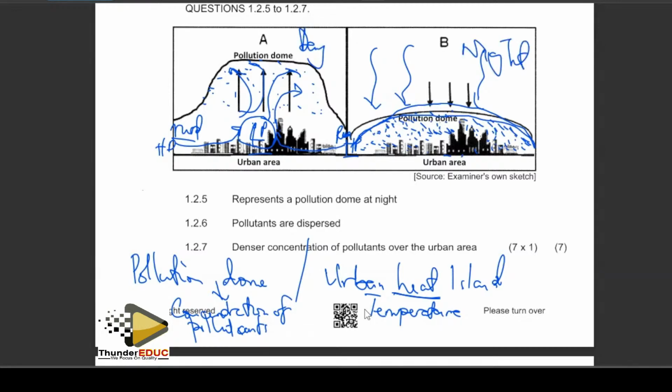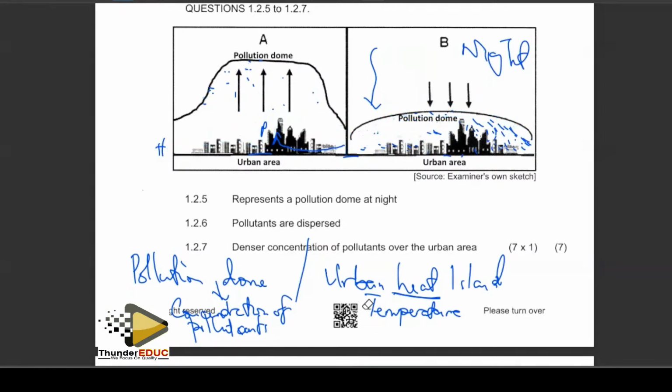Right, let's go to the questions and figure out what's the best possible response to those questions. Which sketch represents a pollution dome at night? I think the response is there. A pollution dome at night is the one indicated on B, like what is indicated here. The night situation is the situation at sketch B. So our response for this one is B.